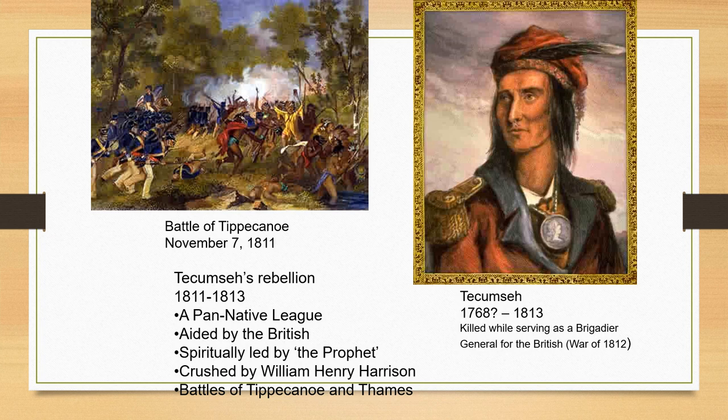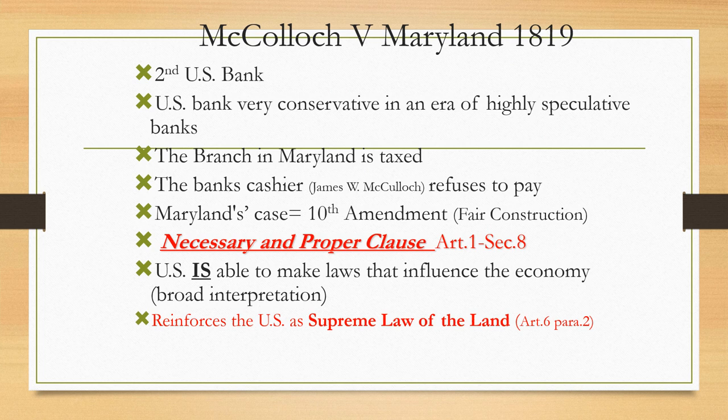So with that in mind, let's talk about one more court case, and then we'll transition and switch to Jacksonian America. Now, our court case here is McCulloch versus Maryland, 1819. So once again, like always, I'll give you the background, both sides of the case, the outcome of the case, and what it means to American history.